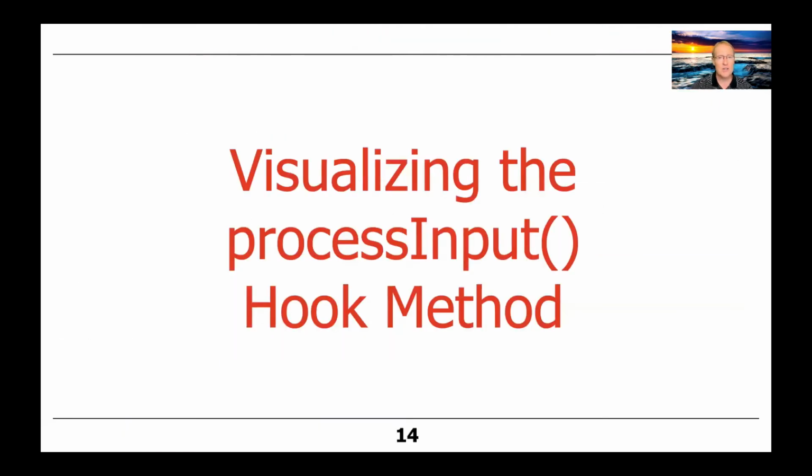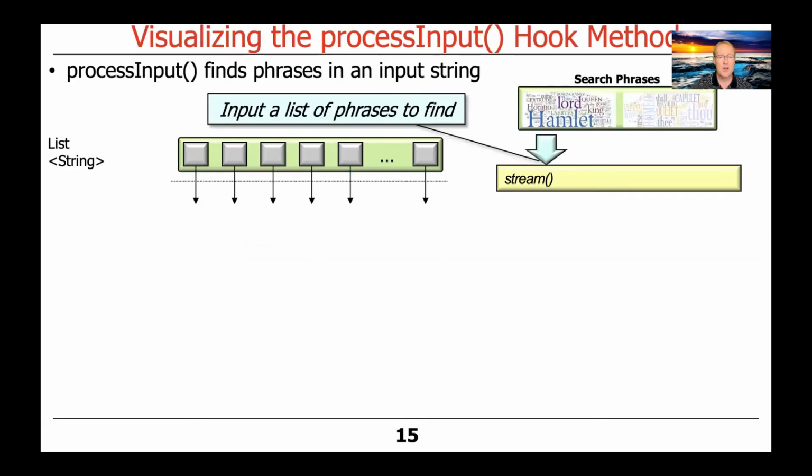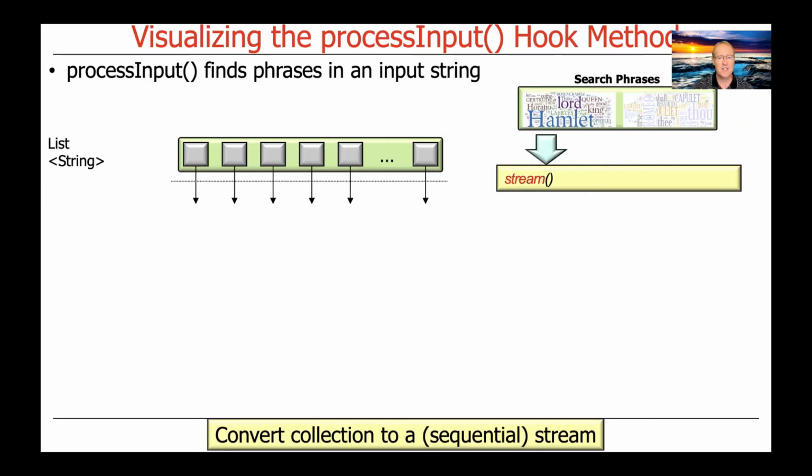Before we do that, though, let's also visualize briefly the processInput hook method. Remember, processInput is called essentially as a subroutine of processStream. What it's going to do is find where the phrases we're searching for may or may not appear in a given input string. So processStream is going to work on all the input strings, while processInput is going to work on a single input string at a time. It takes a list of phrases to find. These are all the famous quotes from Shakespeare.